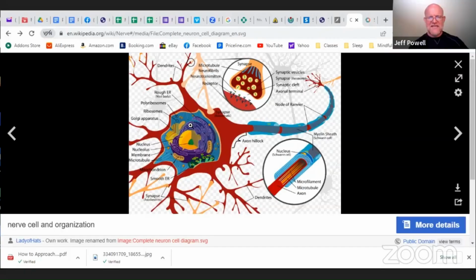Super complex, and it's even more complex than this picture lends to, because there's a whole structure inside of this called the cytoskeleton.